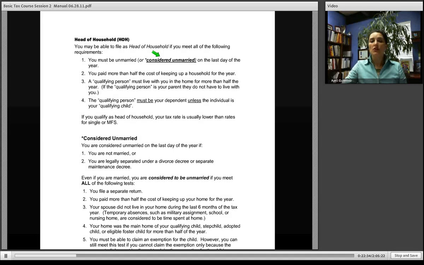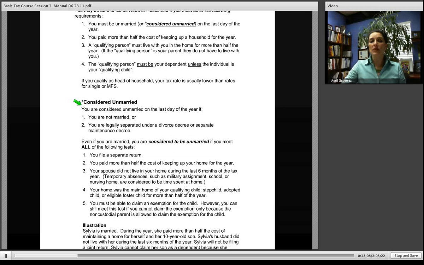Number one, you must be unmarried or considered unmarried on the last day of the year. You must have paid more than half the cost of keeping up a household for the year. A qualifying person must live with you in the home for more than half the year. If the qualifying person is your parent, however, they do not have to live with you. And the qualifying person must be your dependent unless the individual is your qualifying child. If you qualify as head of household, your tax rate is usually lower than the rates for single or married filing separate.